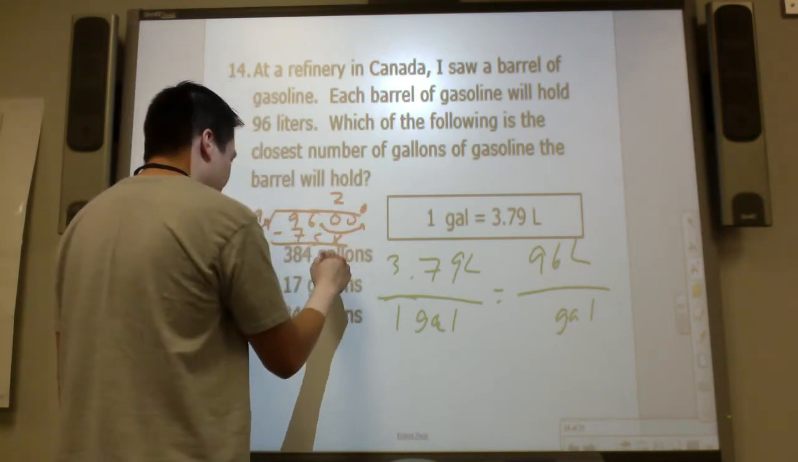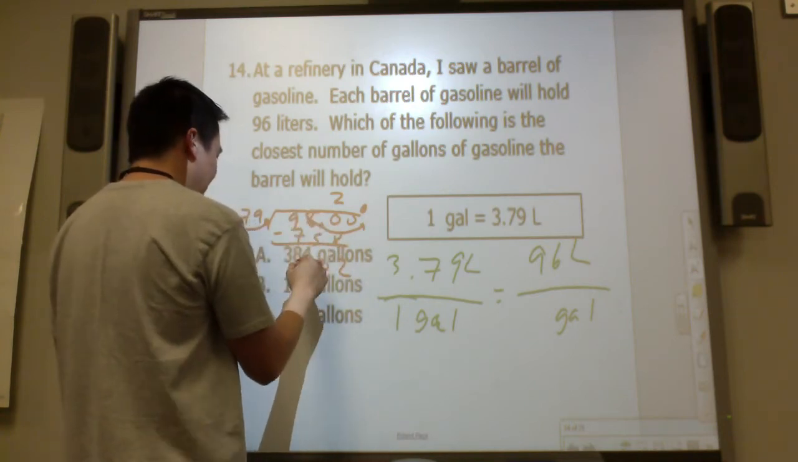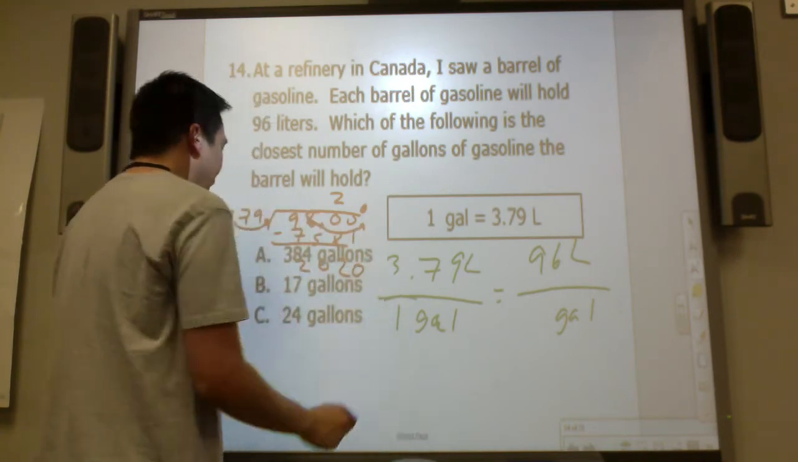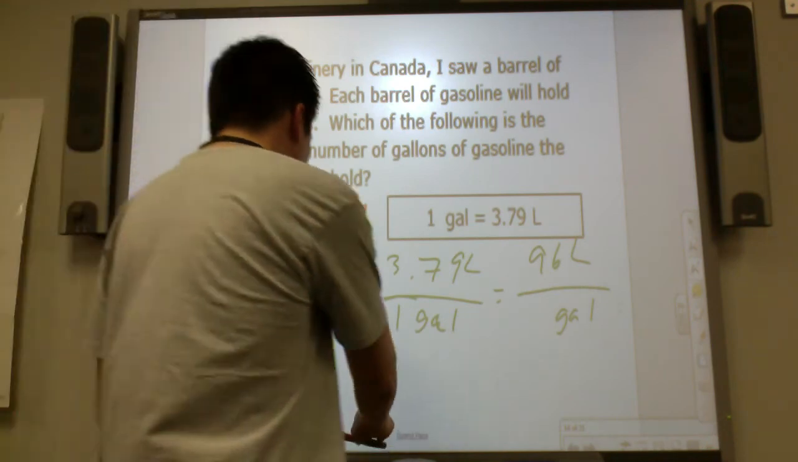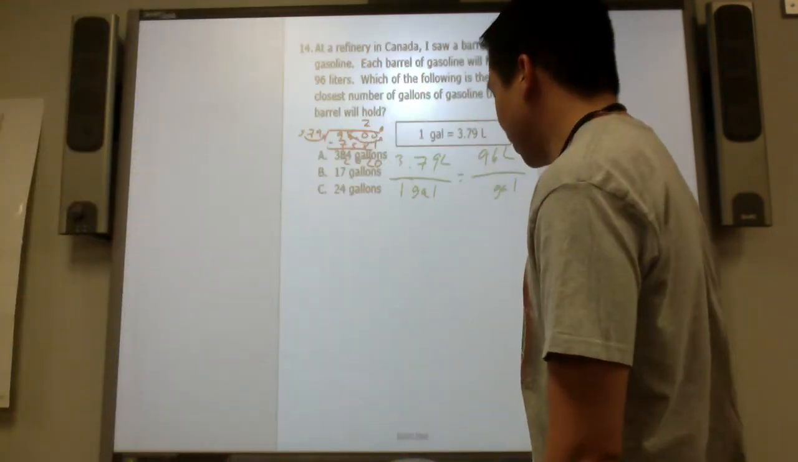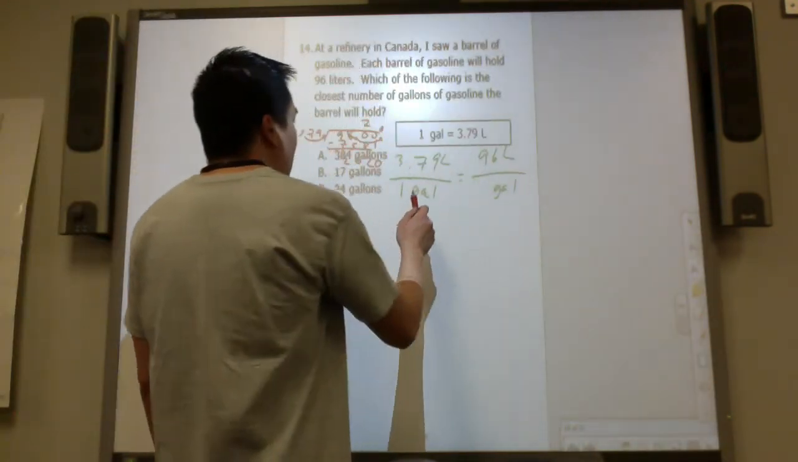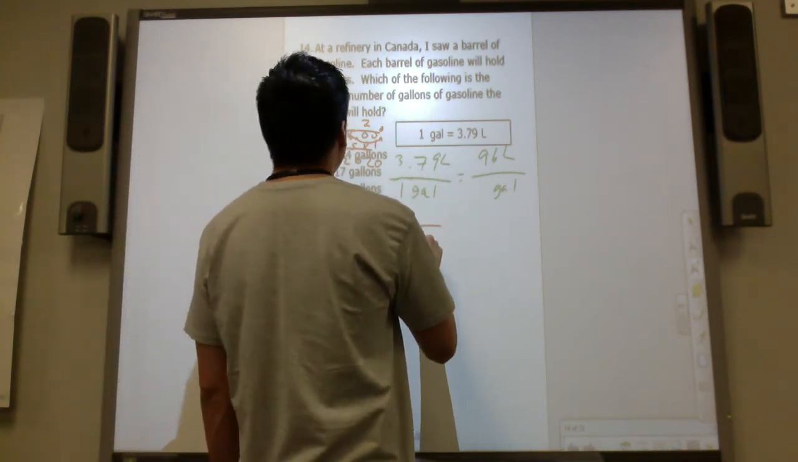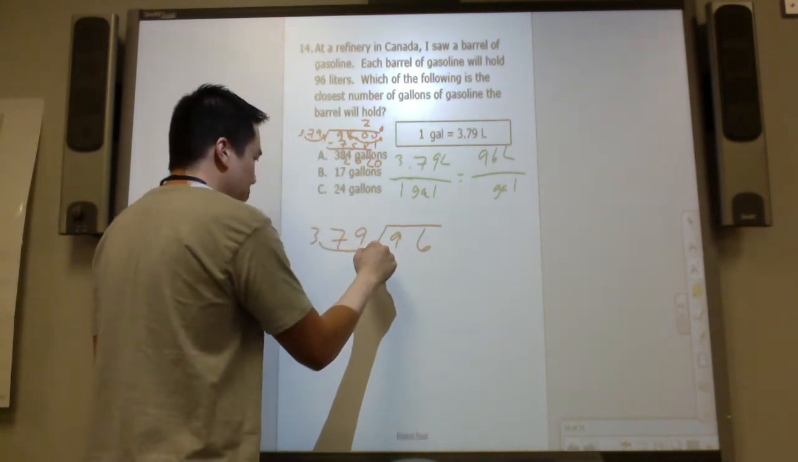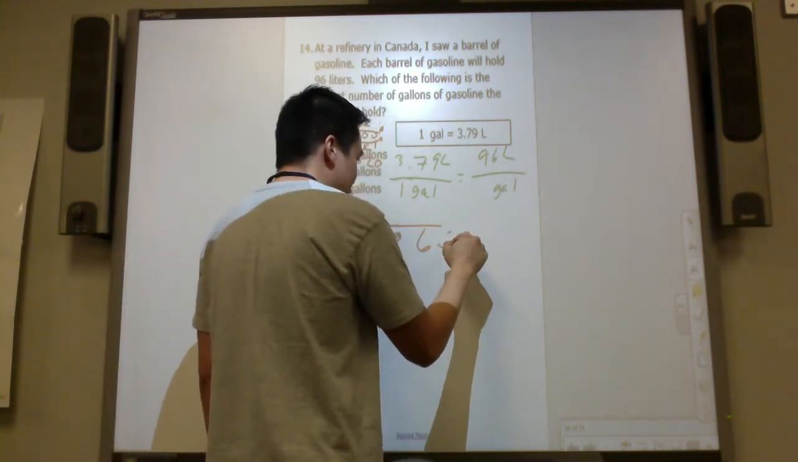I get 2. This is a 5. A 0. That is a 2. Bring this down. How many groups of 379 go into it? I feel like I messed up here. There's something wrong with this math. So messy. Let me do it again. So it's 3.79 going into 96. I move this 2 places to the right.